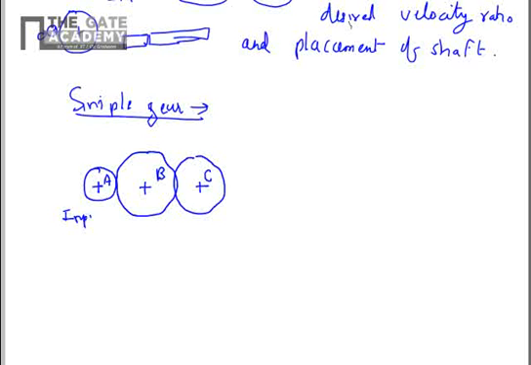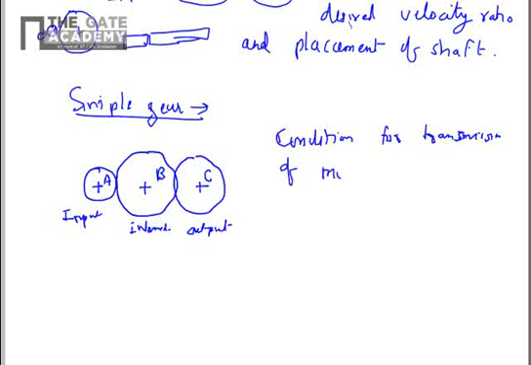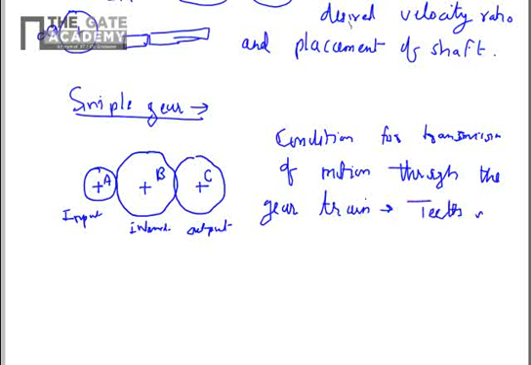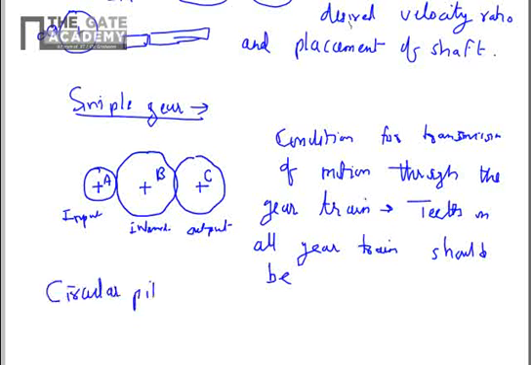The first necessary condition for transmission of motion through the gear train is that the teeth on all gears in the train should be the same. This means that the pitch of the teeth, in the case of gears the circular pitch of the teeth, should be the same.